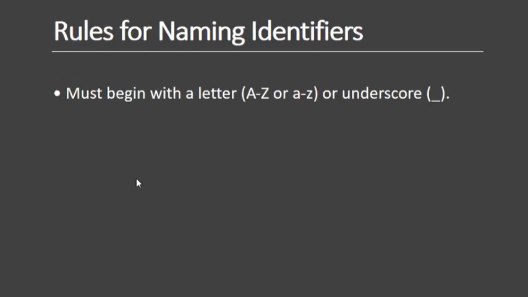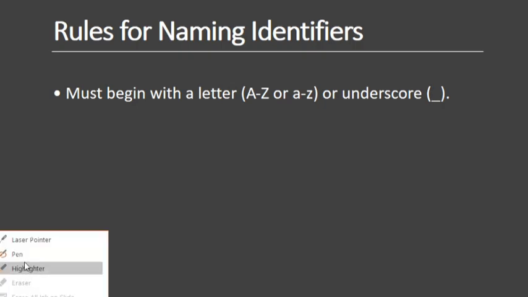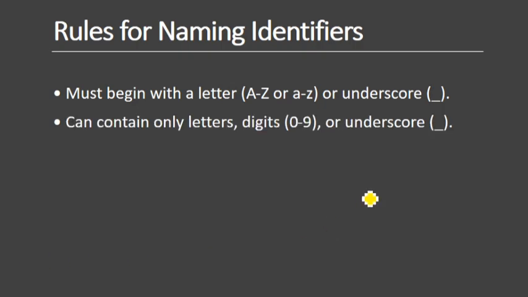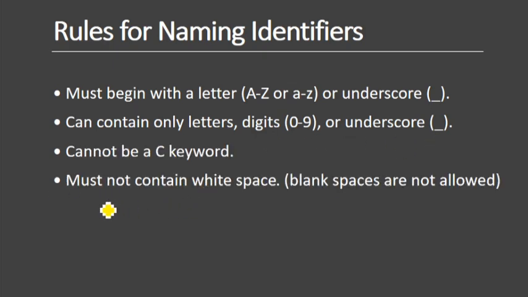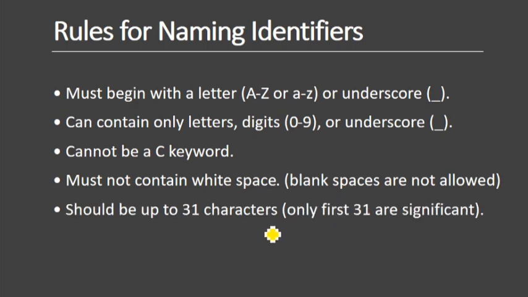A variable name must begin with a letter A to Z or small a to z, or an underscore. Except underscore, no other special characters are allowed. It can contain only letters, digits or underscore. It cannot be a keyword and must not contain white spaces or blank spaces. It should be up to 31 characters.